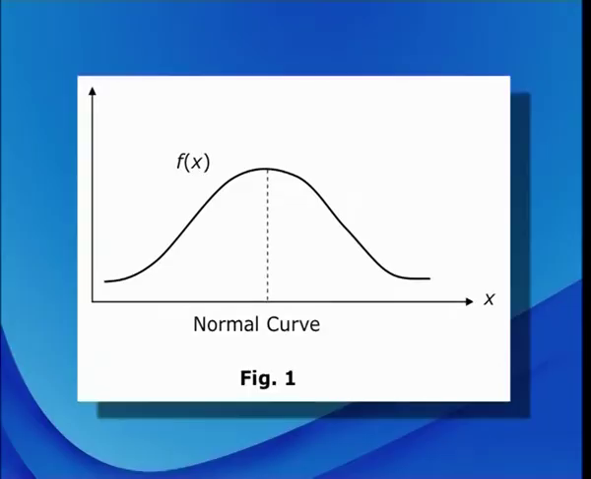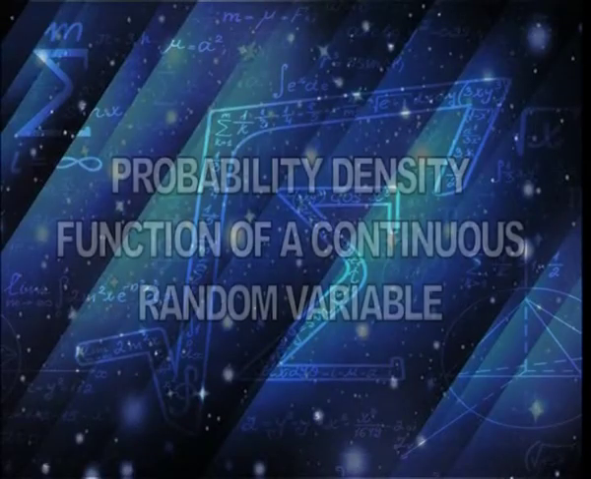The most important continuous probability distribution in the entire field of statistics is the normal probability distribution, or simply the normal distribution. Its graph, called the normal curve, is the bell-shaped curve as shown in figure 1. The curve extends indefinitely to the right and left and never touches the x-axis.